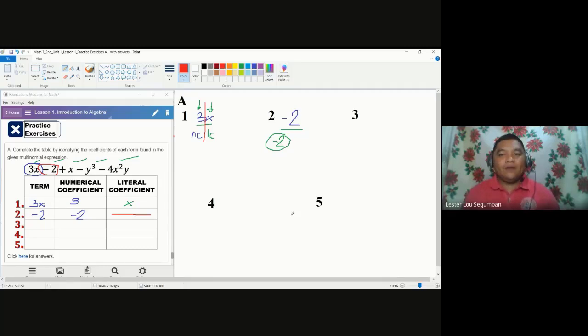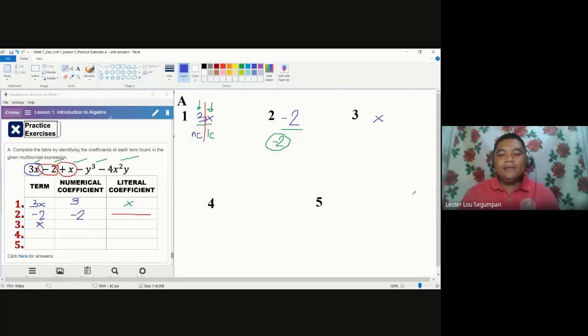Okay. Now, third term. The third term is x. What is the operation before x? Plus. Therefore, it takes that as its sign. So it's still positive x, or simply x. So this is our third term.